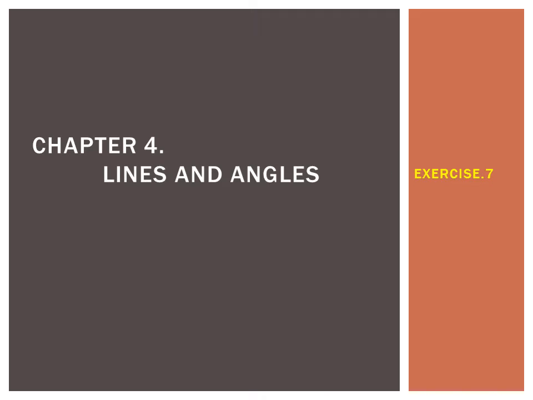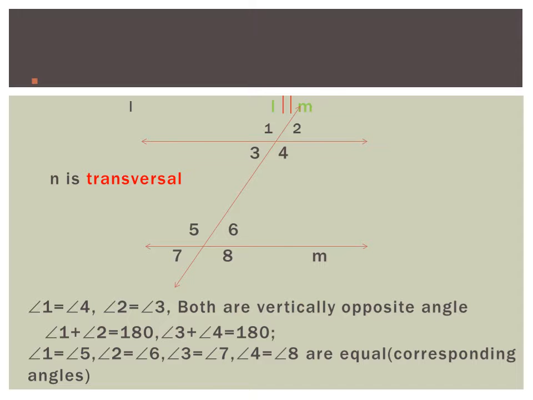So today our topic is 7th class chapter 4, lines and angles. Before the exercise, I will give a review on the transversal. So what is a transversal? A line touching two lines at different places. The line passing through two lines at different places is called a transversal.